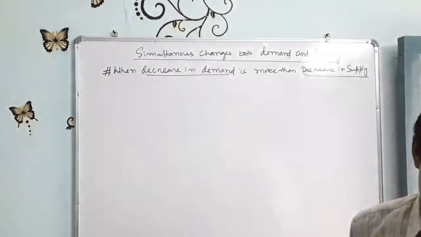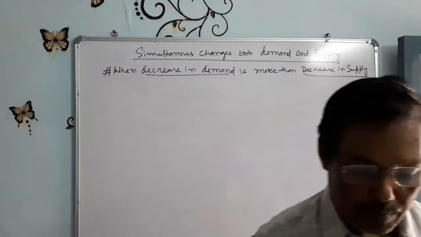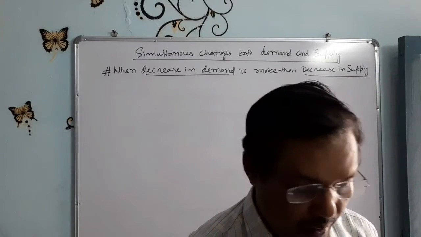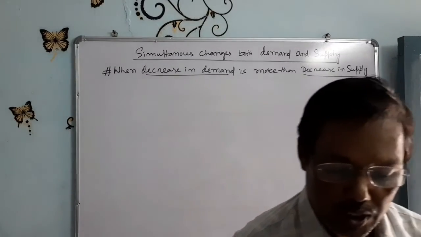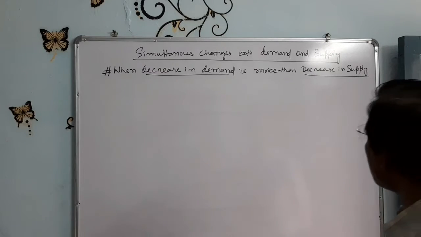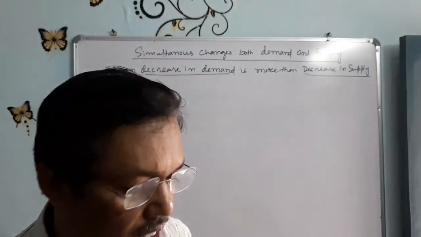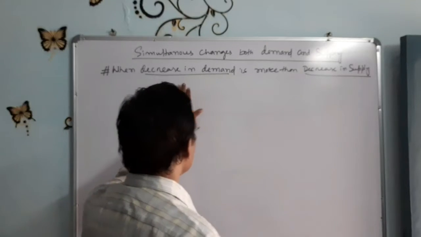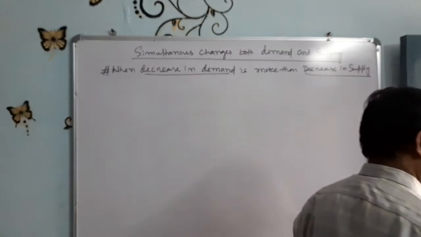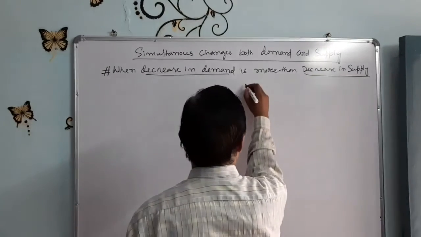We have also already discussed when the increase in supply is more than the increase in demand, and when the decrease in supply is more than the decrease in demand. So today we will start with when the decrease in demand is more than the decrease in supply. What are the effects on price and quantities? Simultaneous changes: decrease in demand is more than decrease in supply.